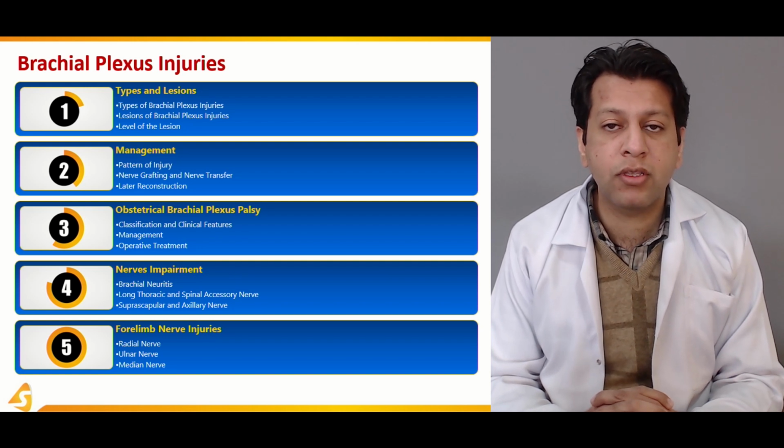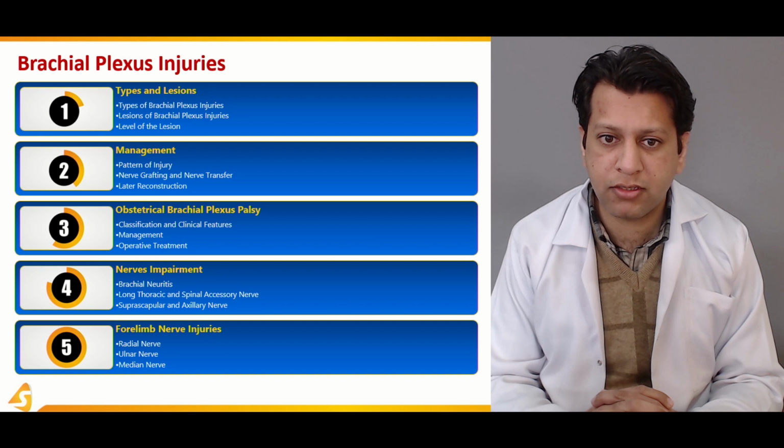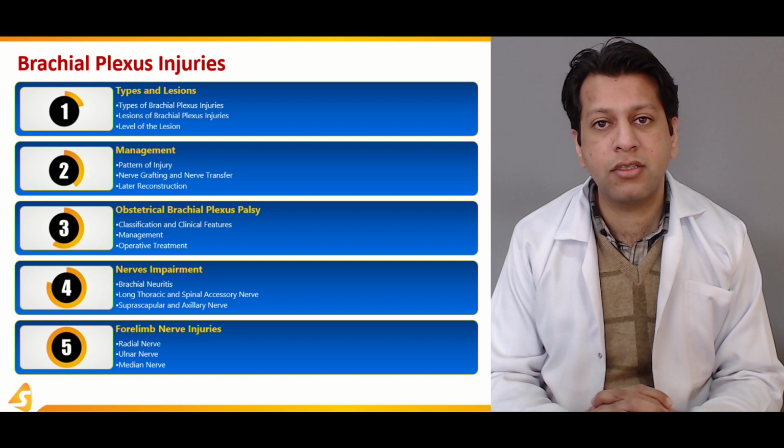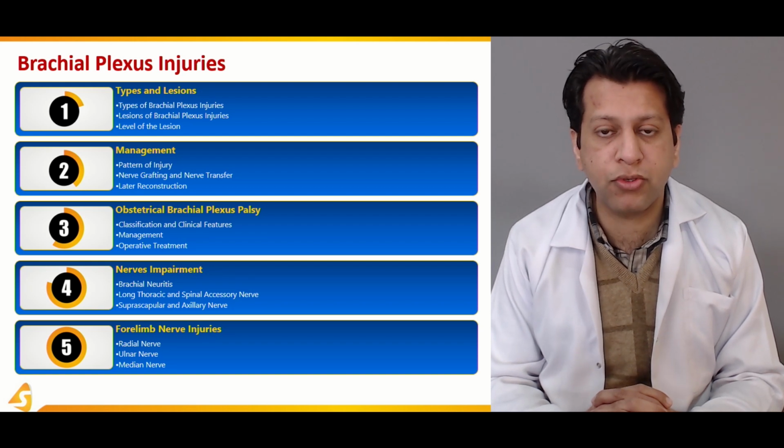Then we're briefly going through what the upper and lower brachial plexus injuries are and where the lesions can be located, and then how to identify the level of the lesion and how to proceed about it.